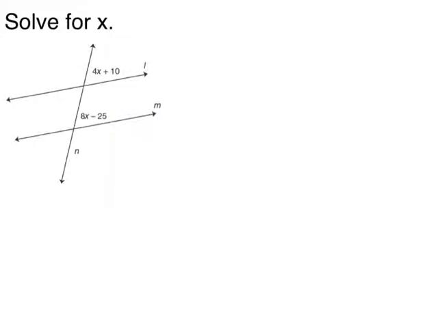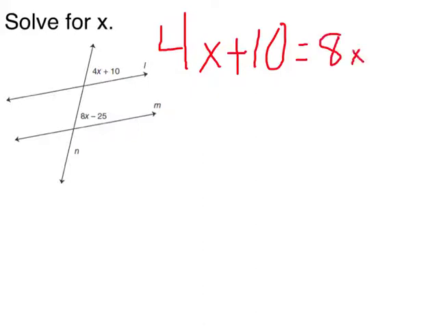Okay, for this one, it wants us to solve for x. We need to see that these are corresponding angles. That means they are congruent. So we're going to set them equal to each other. So 4x plus 10 equals 8x minus 25.